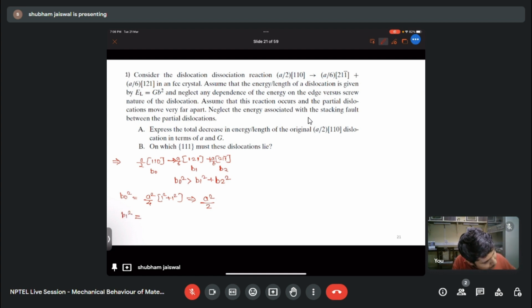B1 square will be a square by 36 times (1 square plus 2 square plus 1), and this comes out to be a square by 6. Is it not?